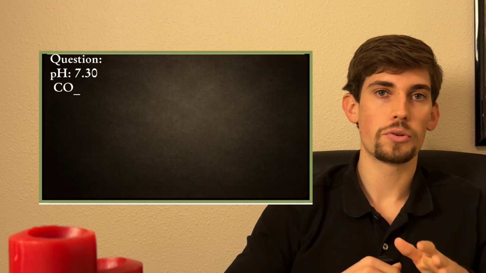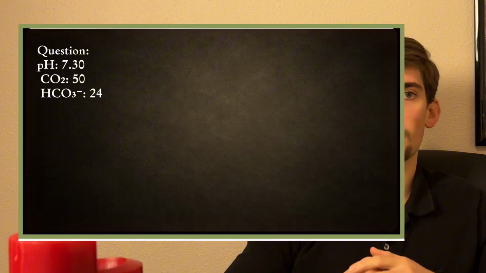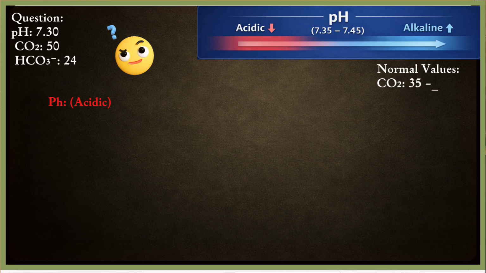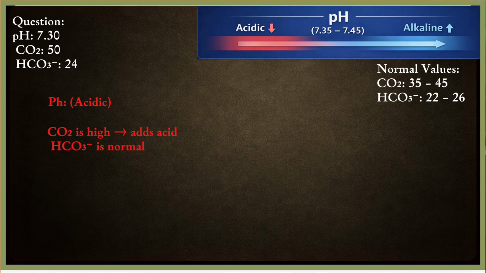Here's our first example: pH 7.3, CO2 50, and HCO₃ 24. The pH is low, so it's acidic. Now ask, what's causing that? The CO2 is high, it adds acid. The HCO₃ is normal. So the change is coming from CO2, respiratory acidosis.